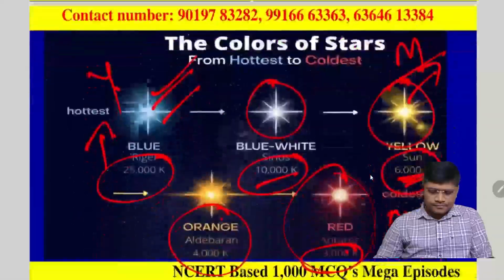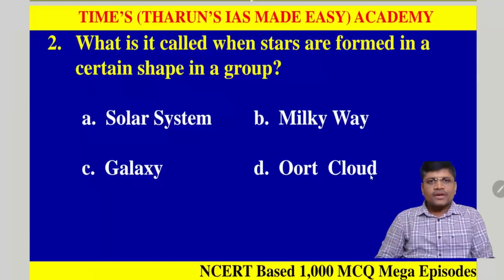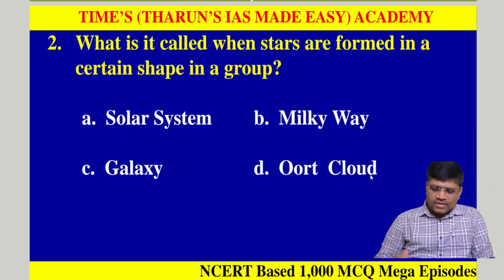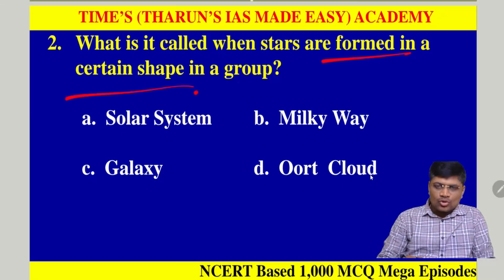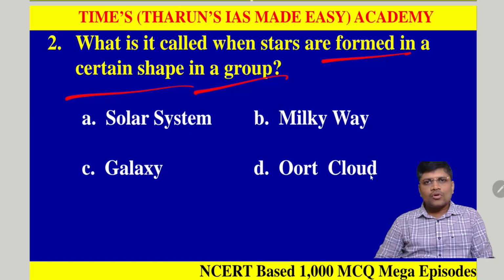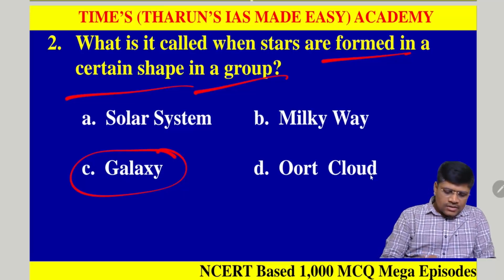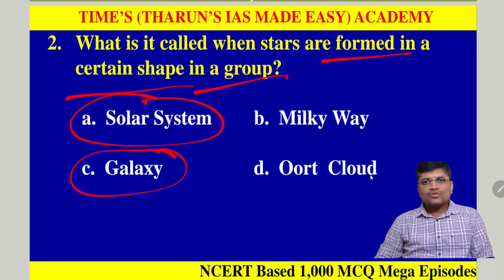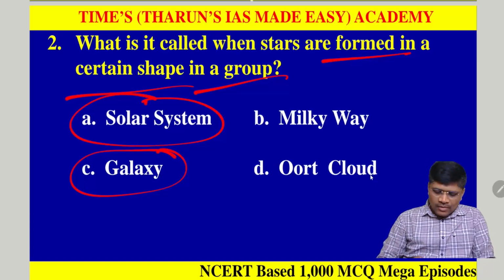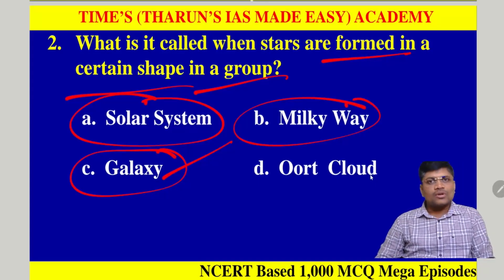Clear? Okay. So second question, what is it called when stars are formed in a certain shape in a group? We now know what a star is, and the group of stars we call usually a galaxy. A star along with its few planets is called a solar system. The Milky Way galaxy is an example.